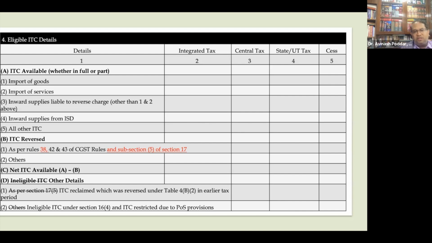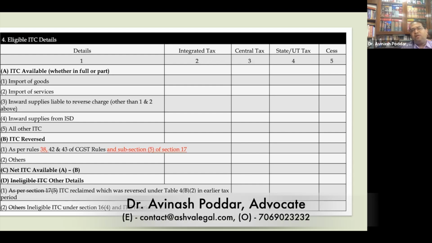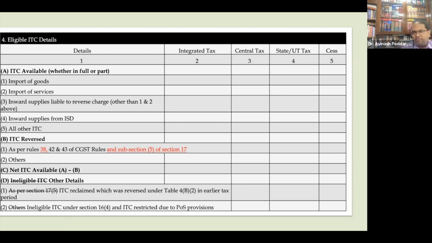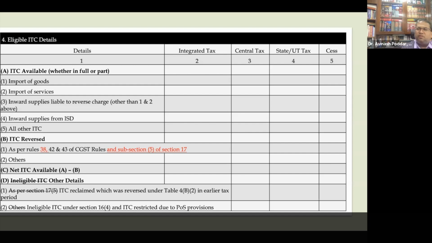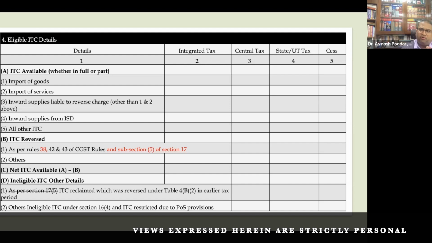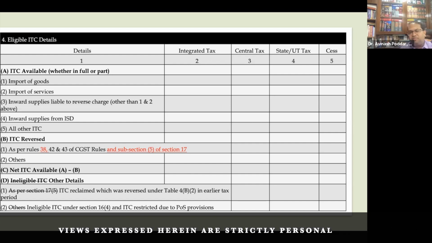Now if you can see clause D, sir, the heading of clause D has changed. By notification number 14/2022 they have changed the heading of clause D. Earlier it was ineligible ITC, now it is other details. Not about ITC, now details pertaining to ITC. These details may not be calculated for the purpose of flowing to the electronic credit ledger.